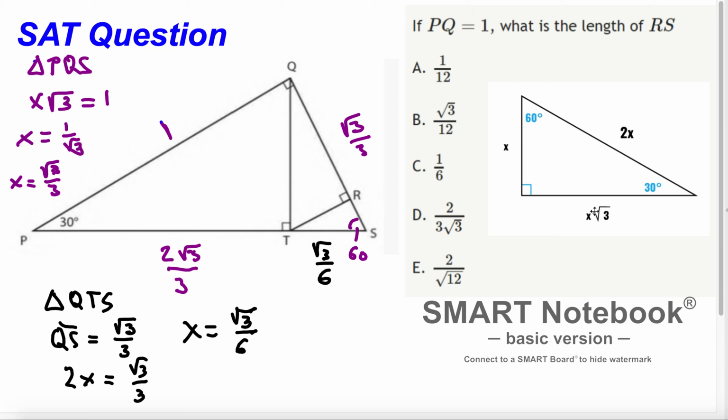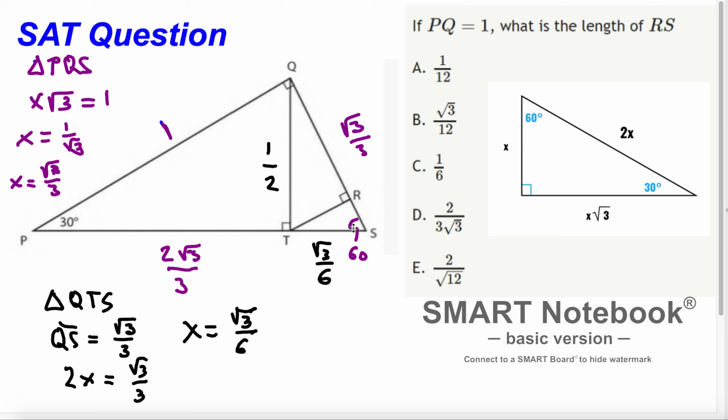Now if we want to find, for example, this side here, it is square root of 3 times square root of 3 divided by 6, which is 3 divided by 6, which is 1/2. So this here is 1/2.